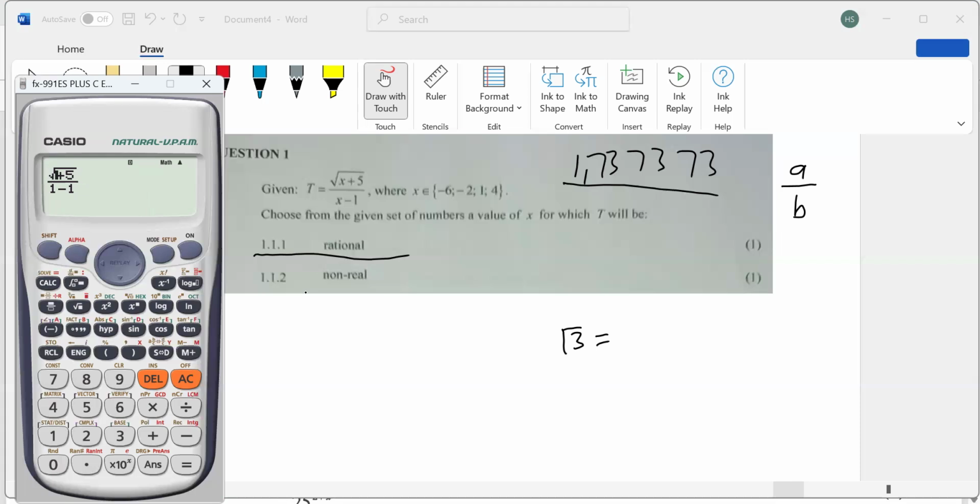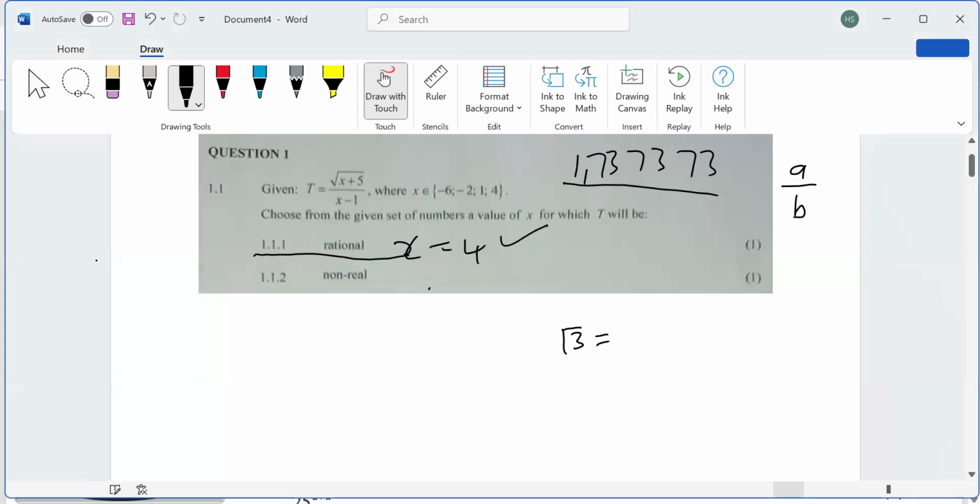Okay, let's try 4 then. The 4 is the only one which is remaining. So we've tried the others, they're not giving us. So we hope 4 can give us. If we say 4, we get an answer. The answer is what? It's rational. It's terminating. Can you see that? So we are going to tell them when x is 4. So I'm going to tell them when x is equal to 4, they will give us a mark.